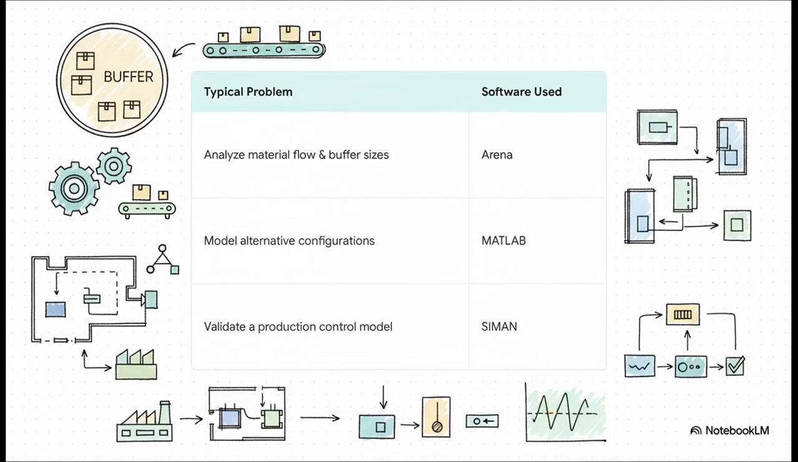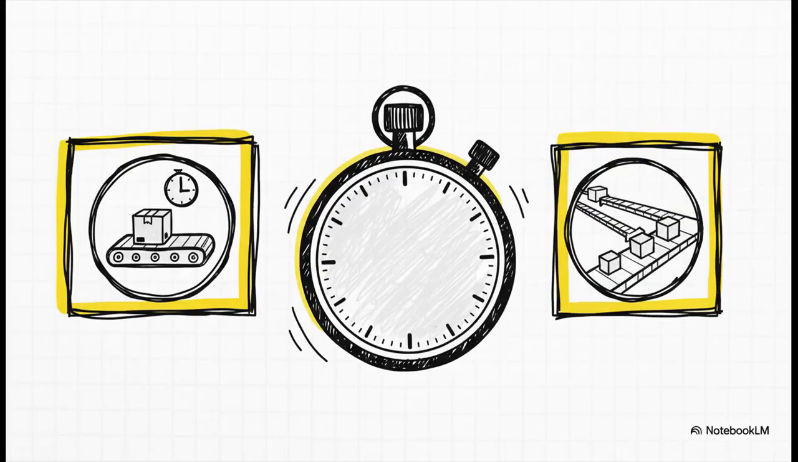And this is where the rubber really meets the road. Engineers use DES to answer really practical questions, like what's the absolute perfect size for those buffers we talked about? Or what happens if we try a completely different factory layout? Will this new control system actually work? It's all about optimizing the flow. So if you want a simple way to remember it, just think of DES as the precision stopwatch for the entire factory floor.